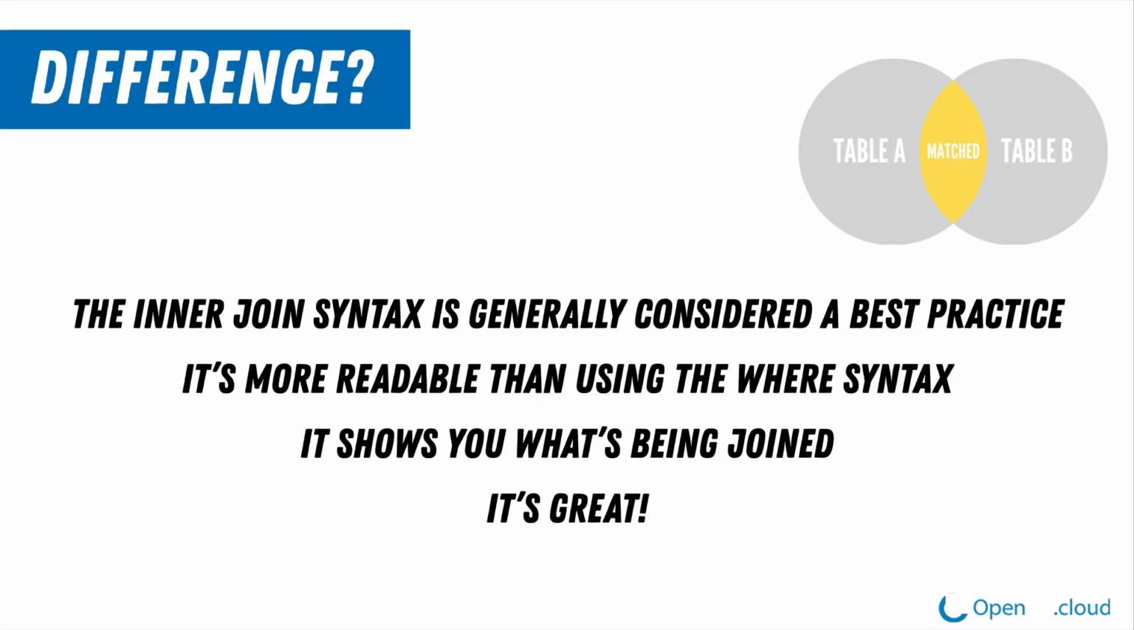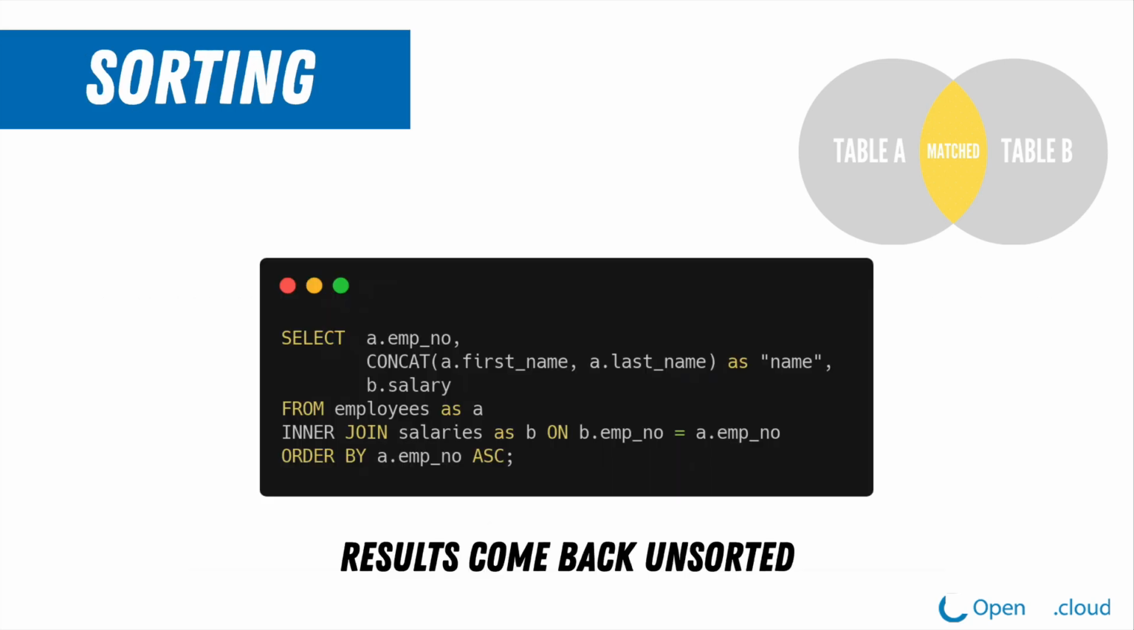So the inner join syntax is generally considered a best practice. It is more readable than using the where syntax. It shows you what's being joined. It's great. Now, like I said, the results always come back unsorted. So when you do a join, make sure that you order by the employee number.